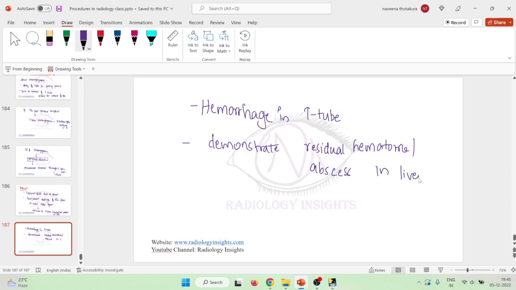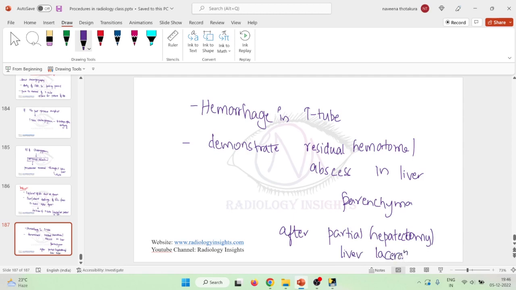in the liver parenchyma after the surgery, this is mainly demonstrated after partial hepatectomy. If the patient has undergone partial hepatectomy, which is removal of part of the liver, or if the patient has had some liver injury, and if the patient has had liver laceration, in both these conditions, in order to see whether there is any residual hematoma or abscess left in the liver parenchyma, you can do this T-tube cholangiogram.